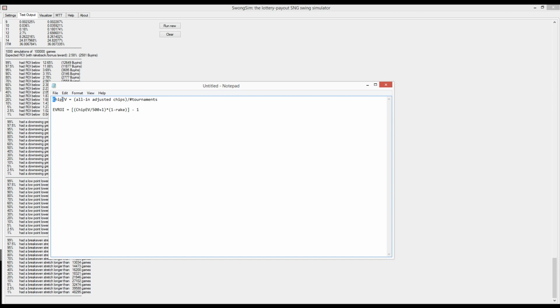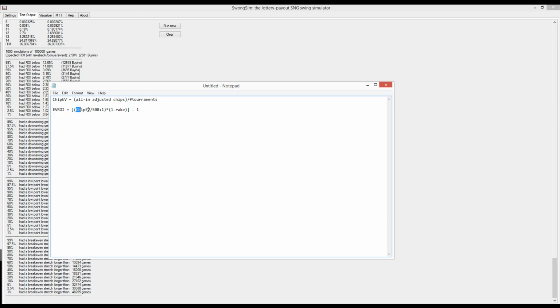This is the most common version of this that's used in Spin and Goes, just because it's so easy to compute. You can get this off of any PT4 graph just by looking at your all-in equity-adjusted chips, looking at the total over any sample and dividing by tournaments. It's a really, really easy one. And given chip EV, you can get your EV ROI. So this is your best estimator of your true ROI in Spin and Goes.